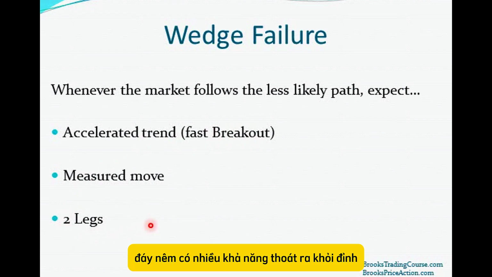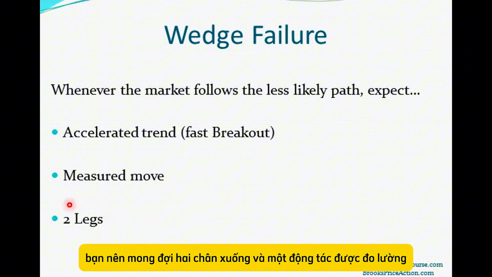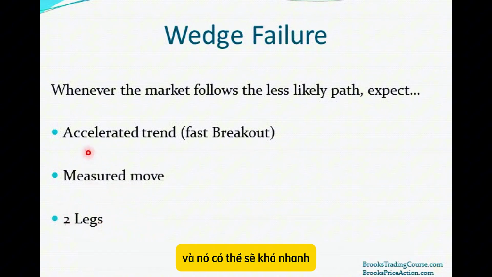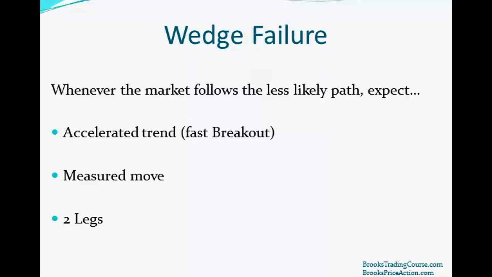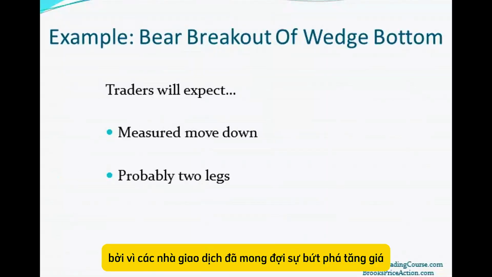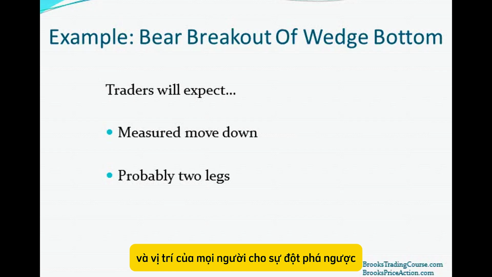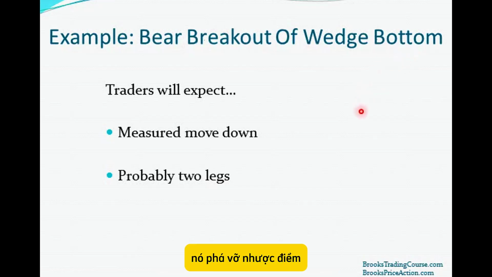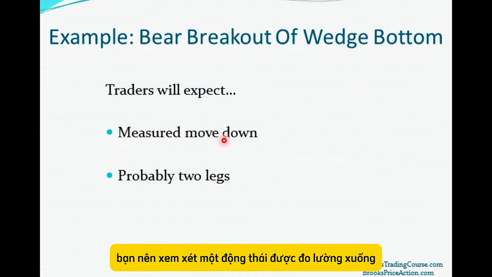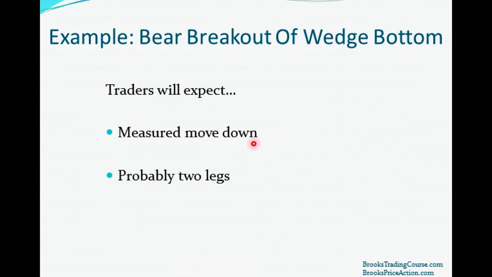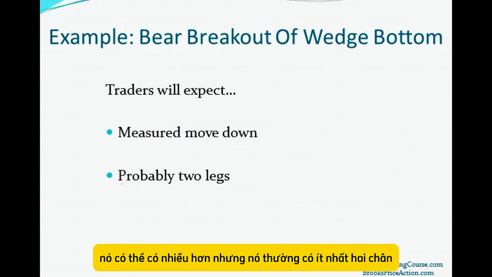So a wedge bottom is more likely to break out of the top, right? So it's less likely to break out of the bottom. If you get the successful downside breakout, you should expect 2 legs down and a measured move, and it probably will be pretty fast. It'll be fast because traders were expecting the upside breakout, and everyone's positioned for the upside breakout. So for an example, let's say you have a wedge bottom, and instead of reversing up, it breaks to the downside. You should look to a measured move down based on the height of the wedge, and the move will probably have 2 legs. It might have more, but it usually has at least 2 legs.